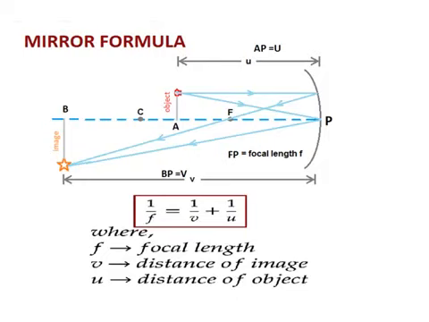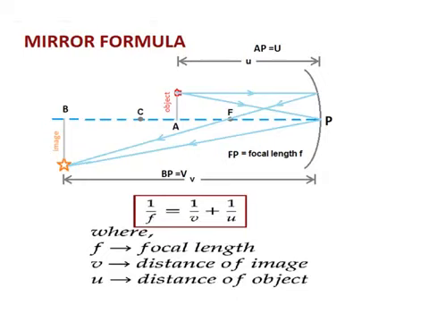Now similarly, the image distance. Where is the image formed? At the point B. So from the point B, measure till the point P, that is the pole of the mirror. That distance is the image distance. So the distance BP is kept by the letter v.